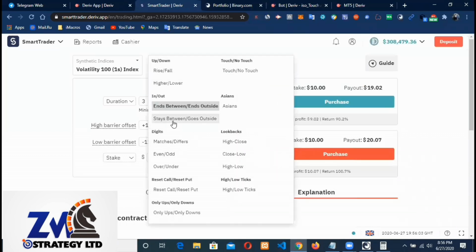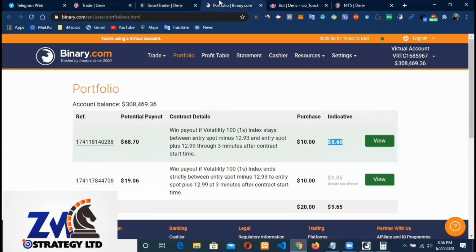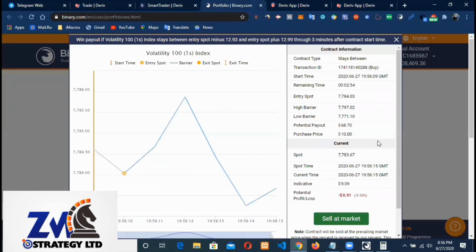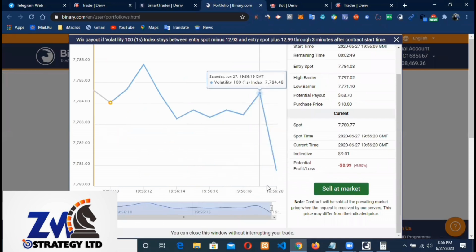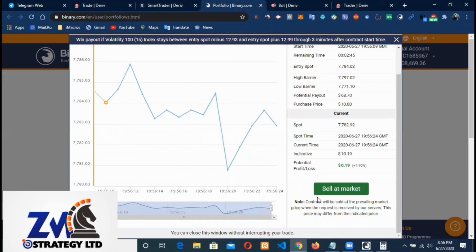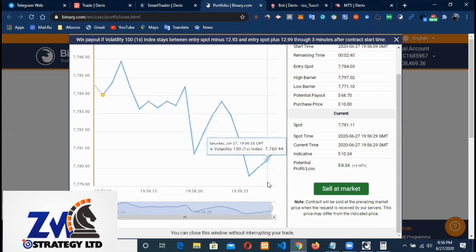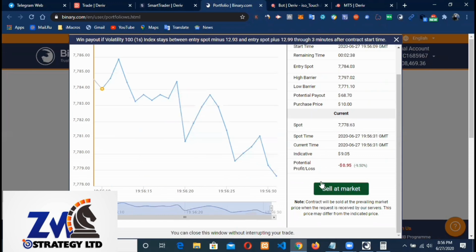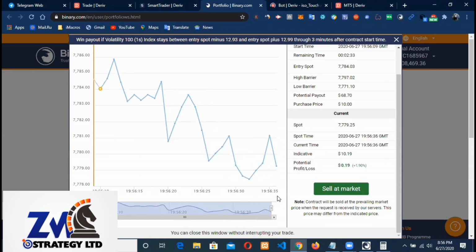Now the one for stay between and goes outside. Now let's also take a trade here which should also stay between. Now let's check our trade. If, for example, the market mistakenly touches any of the barriers, we are going to lose the trade. If it touches any of the barriers, either the upper barrier or the lower barrier, we are going to lose the trade. Let's wait and see the movement of the market.